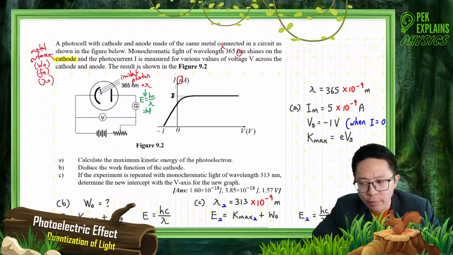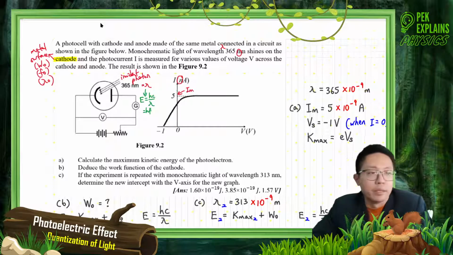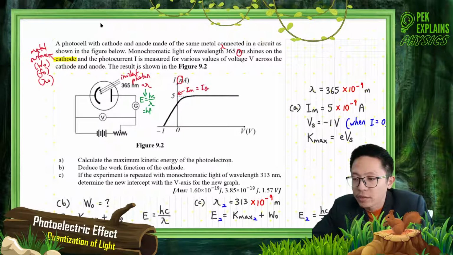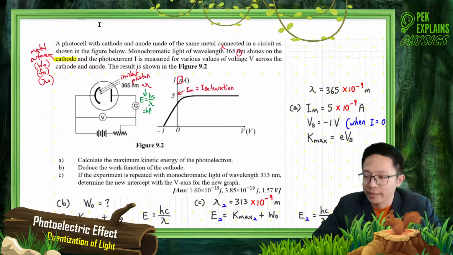And what is this value representing? This is the saturation current, the maximum current that can flow when all the photoelectrons ejected reach the anode. This is called the Imax, the maximum, or we call it the saturation current. Let me make my writing a bit nicer. Saturation current, that's the Imax.